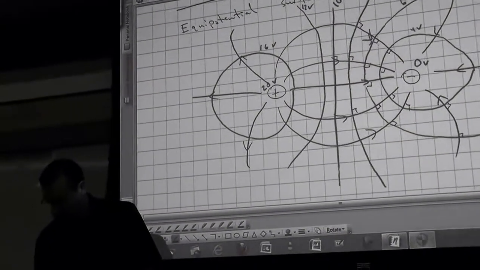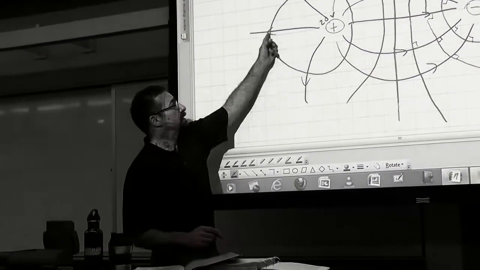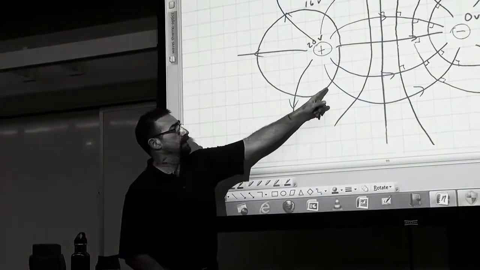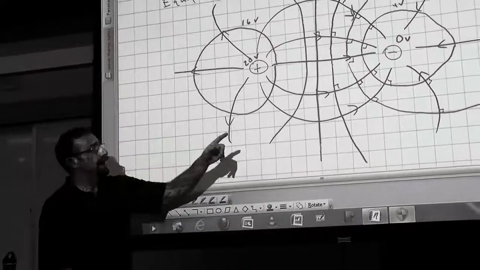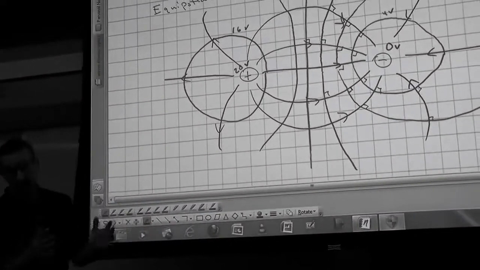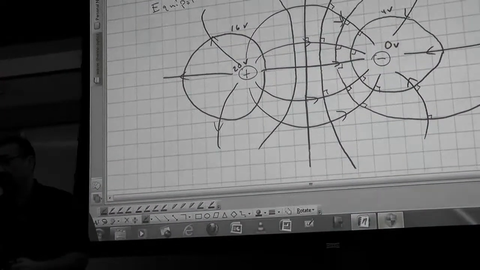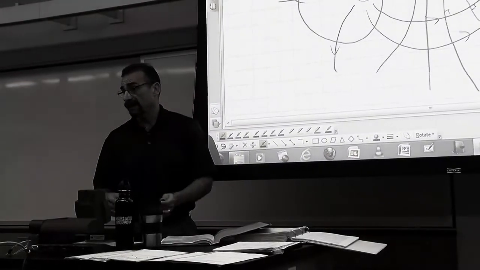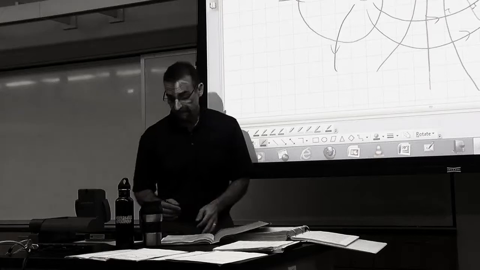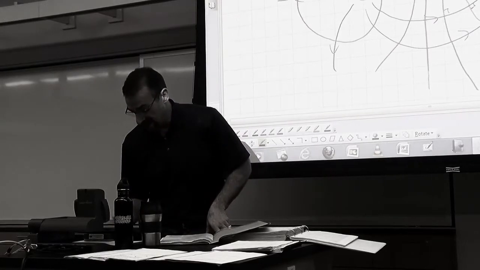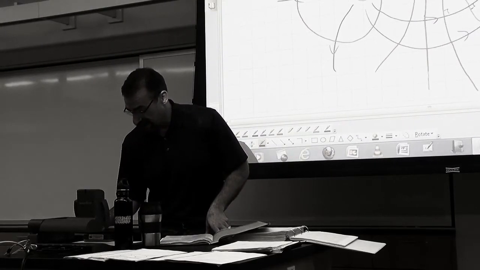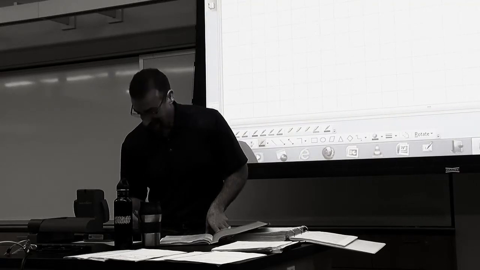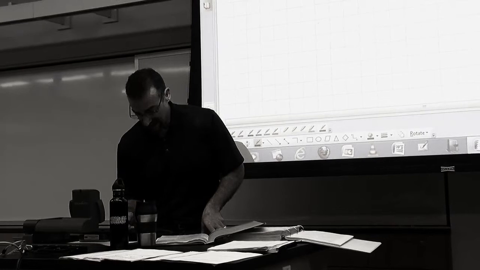So the one thing we know is that these lines are constant potential. The other thing we know is the electric field lines are always perpendicular to those. And any metal surface, any conductive surface, is an equipotential surface. The potential is constant everywhere on a conductive surface. So what does that mean? It means that, well, we'll get there in a second.